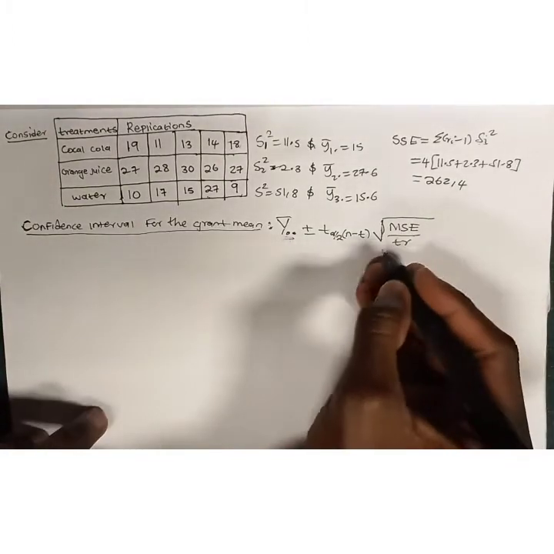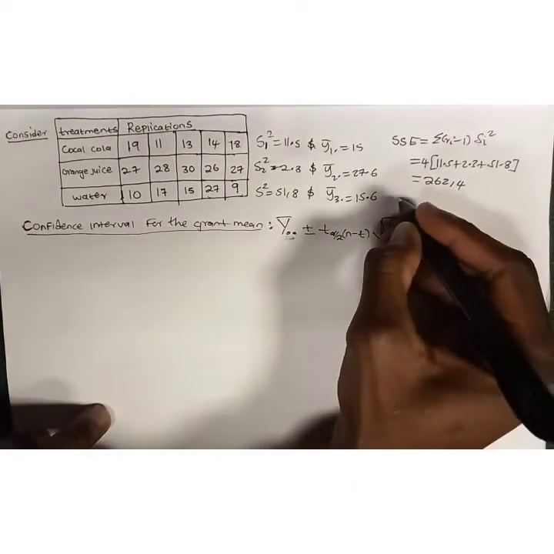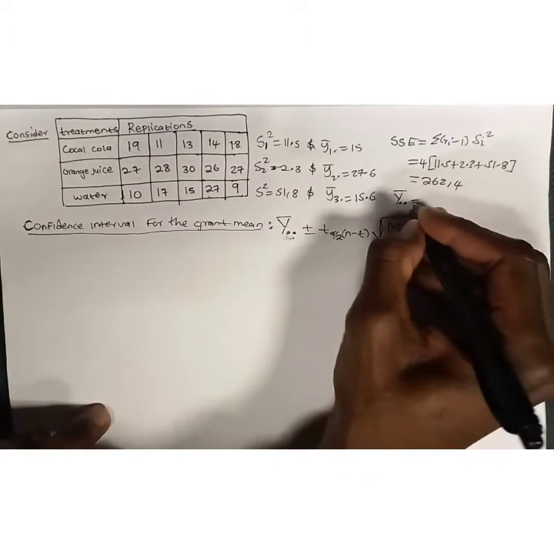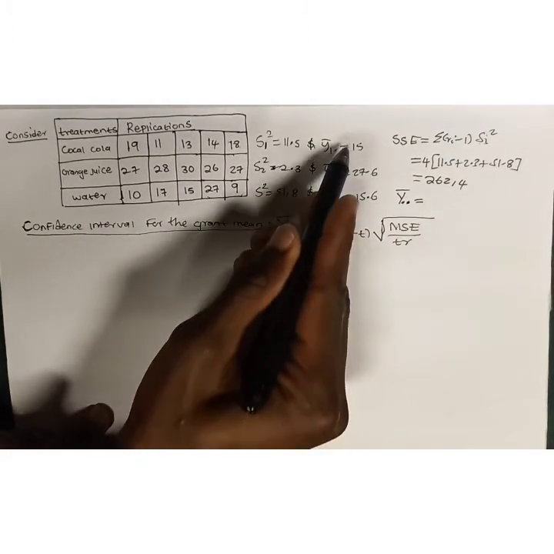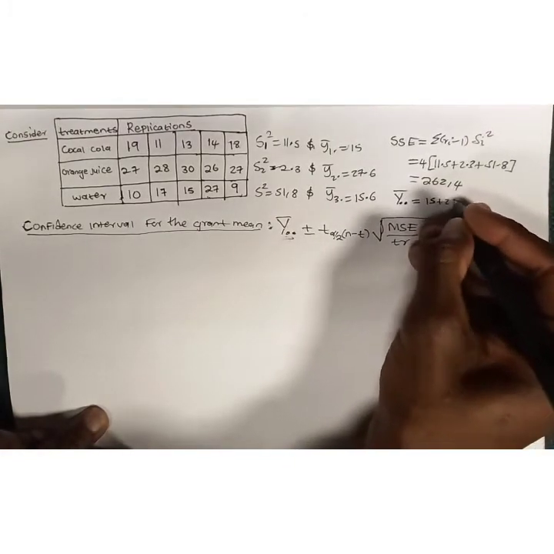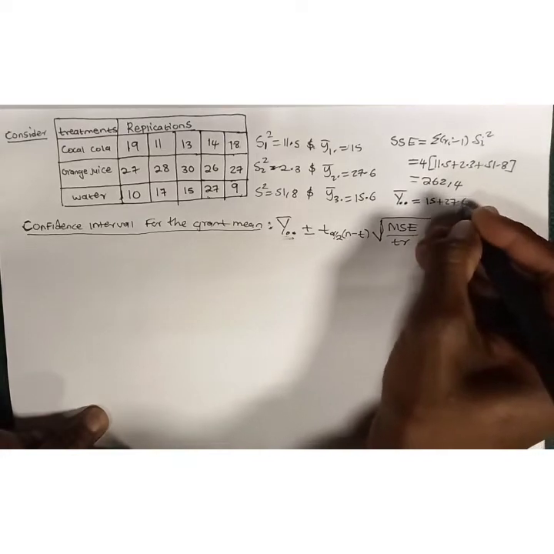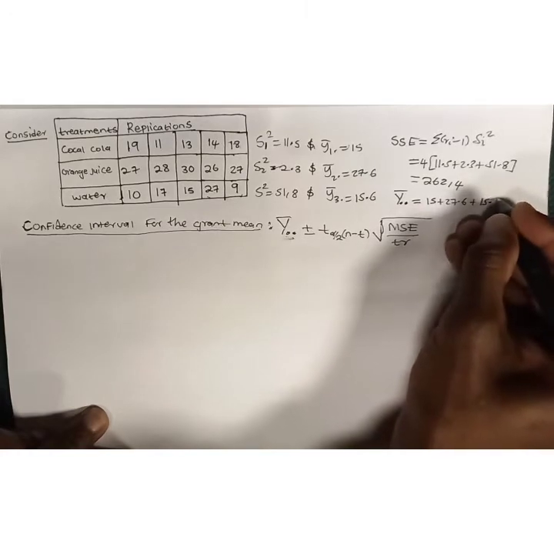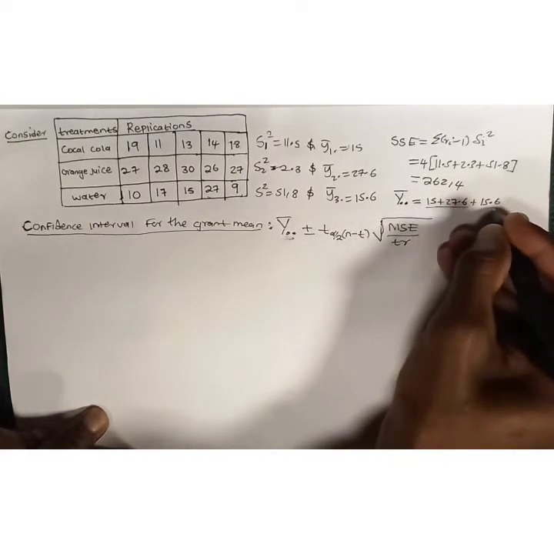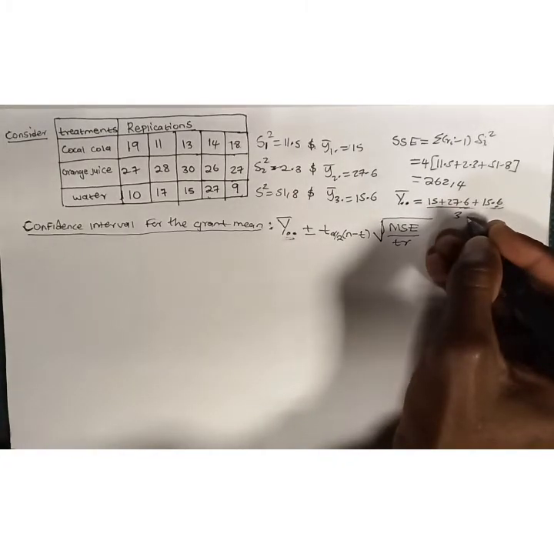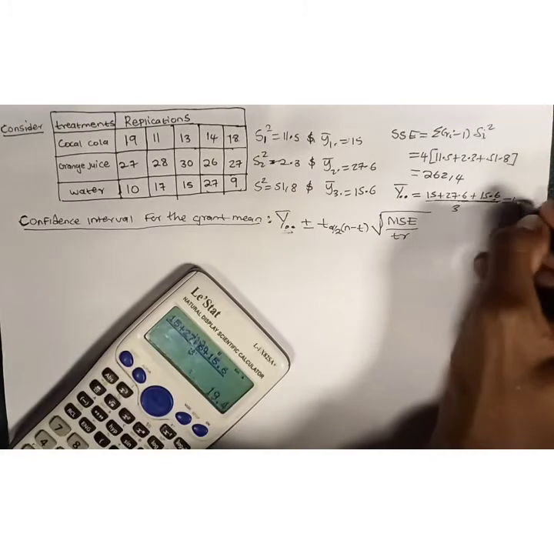Now I can find the confidence interval for the grand mean. So what is the grand mean? The grand mean is given by the sum of the 3 means divided by 3, since it's balanced. So it's 15 plus 27.6 plus 15.6, all divided by 3. I find my grand mean as 19.4.